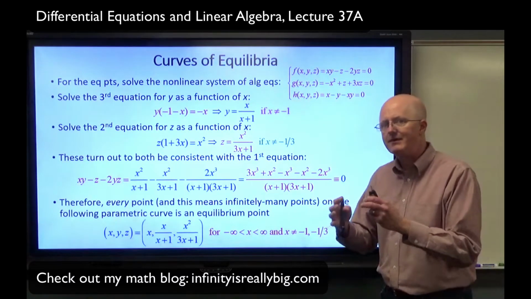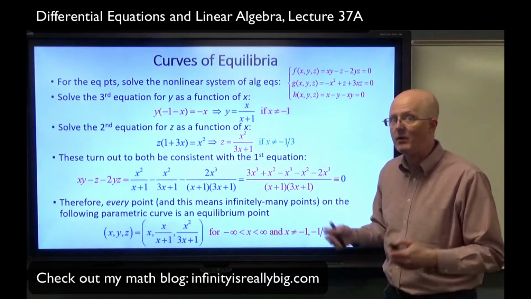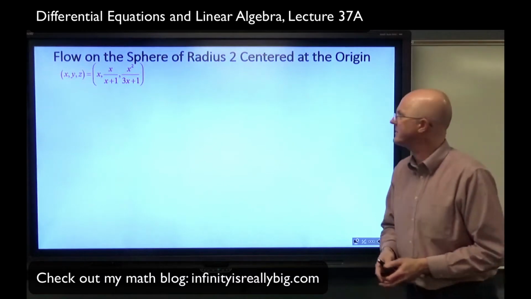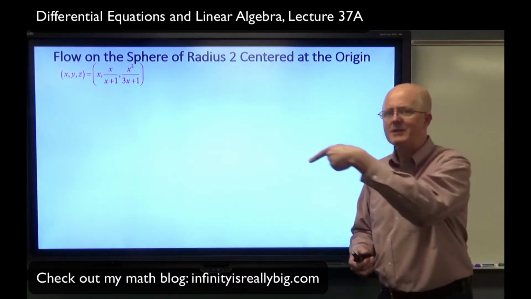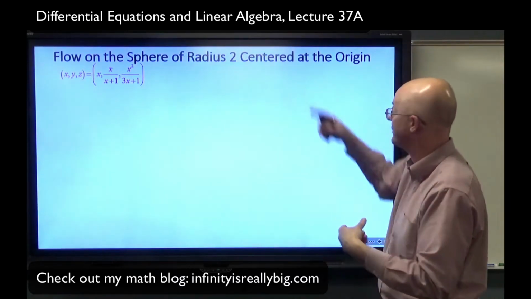And that, along with the fact that you've got invariant spheres, means you're going to have equilibrium points on any one of those invariant spheres. So let's look at the flow on the sphere of radius 2. In lecture 36A, we looked at the flow on the sphere of radius 1 centered at the origin. Now let's look at radius 2.